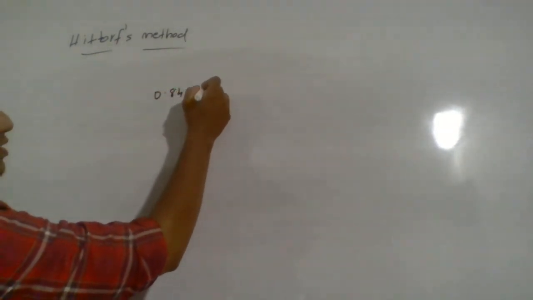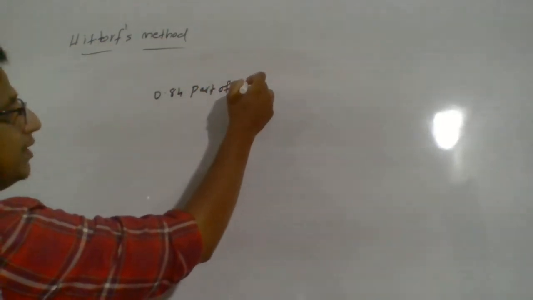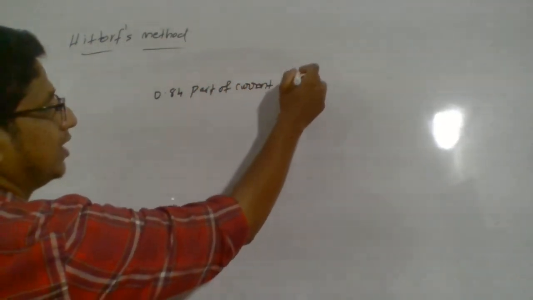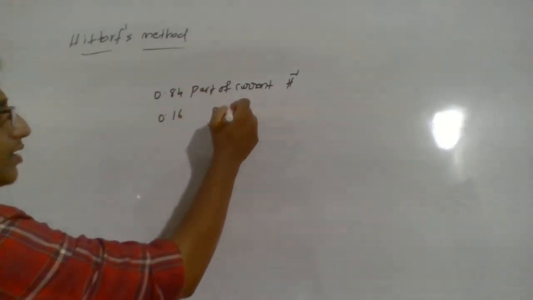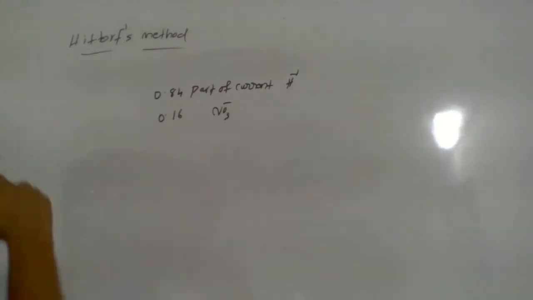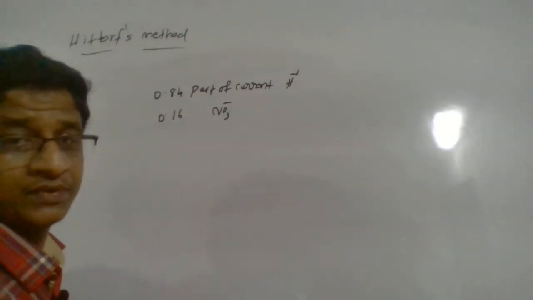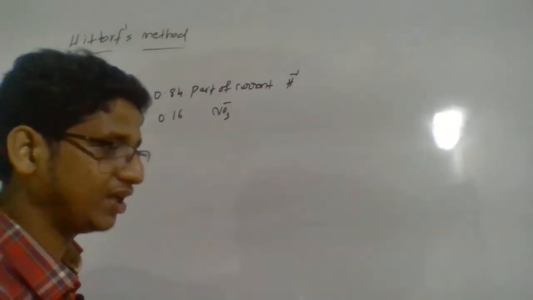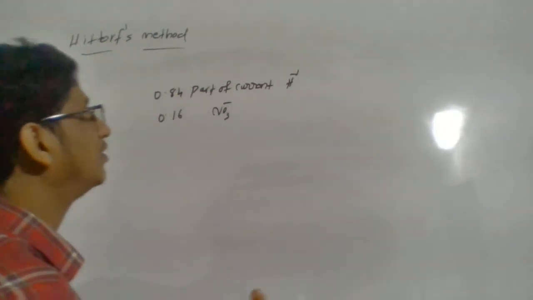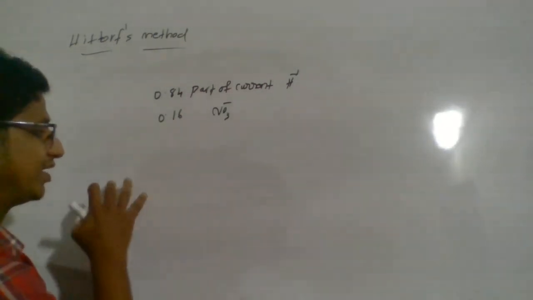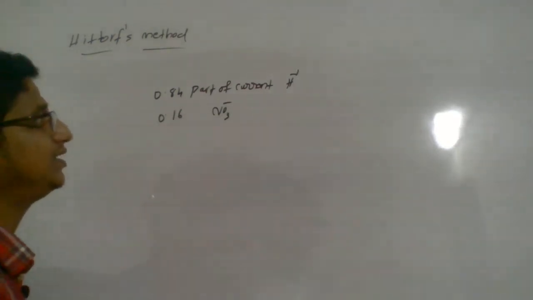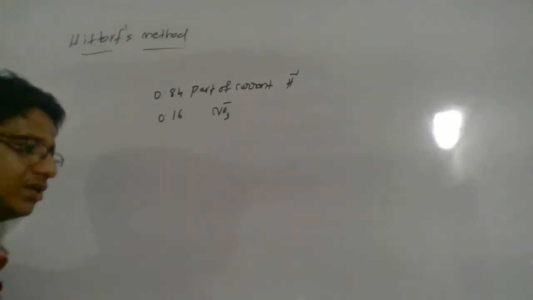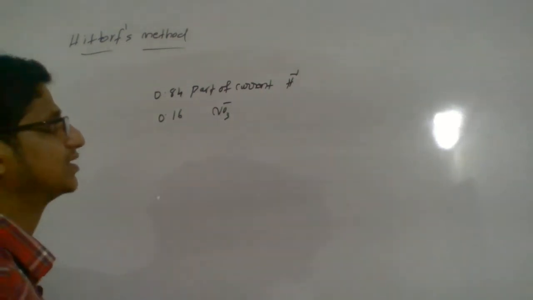0.84 part of the current is carried by the H+ ion, while the remaining 0.16 is carried by the nitrate ion. Look at this: talk about electrolysis of nitric acid, HNO3. The H+ ion, which is smaller in size, carries most of the current. 0.84 means more than 80 percent, so you can understand that the H+ ion moves faster, and the bulk of the current is carried by the H+ ion, while the nitrate ion carries very much less.